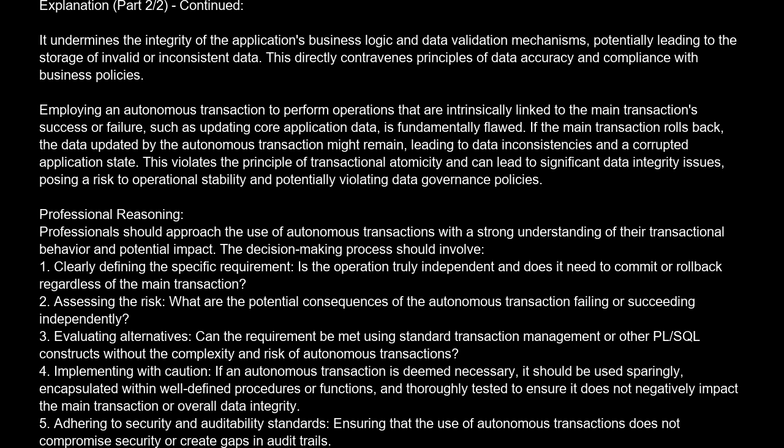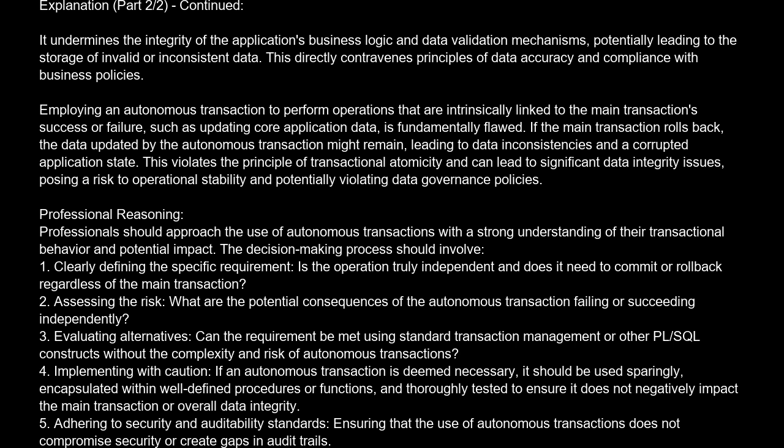Professional reasoning. Professionals should approach the use of autonomous transactions with a strong understanding of their transactional behavior and potential impact. The decision-making process should involve: 1. Clearly defining the specific requirement. Is the operation truly independent and does it need to commit or roll back regardless of the main transaction? 2. Assessing the risk. What are the potential consequences of the autonomous transaction failing or succeeding independently?